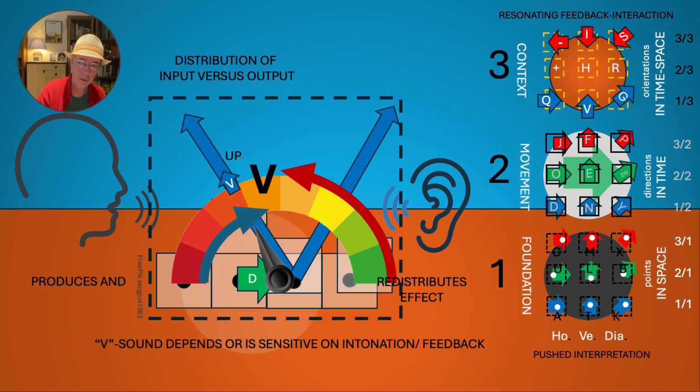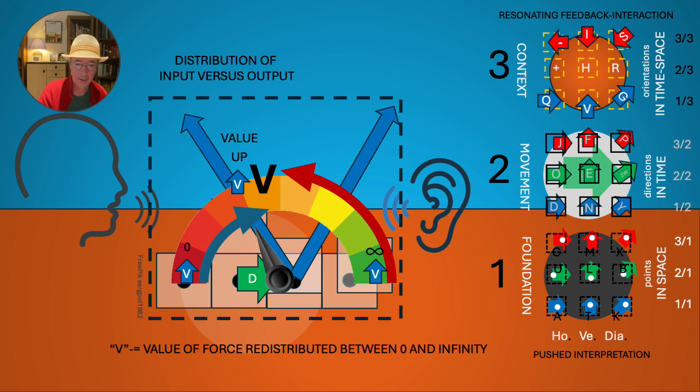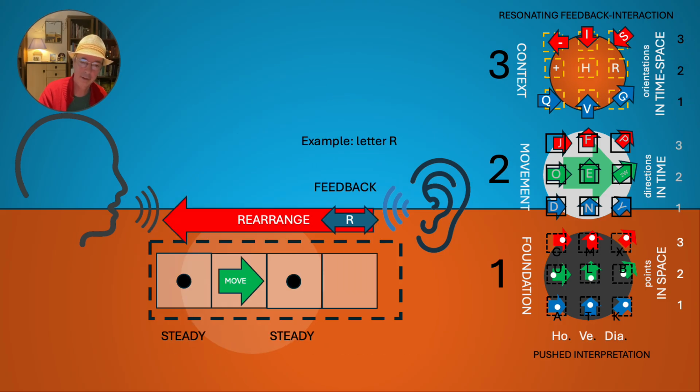With the V, of course, I said it is up because it's on a circle. Of course, it will be measured onto the circle. But basically, it is about here's the value that is up at this point in time and space, and in general, most values will be redistributed between 0 and infinity.